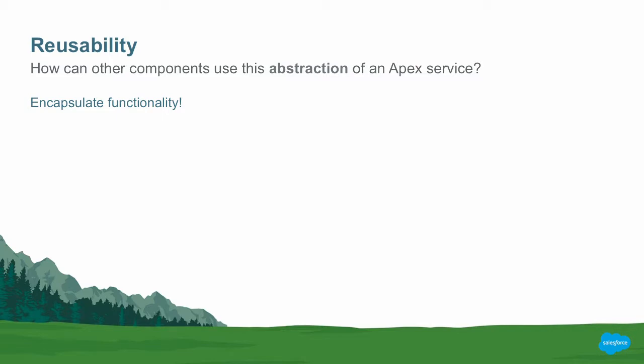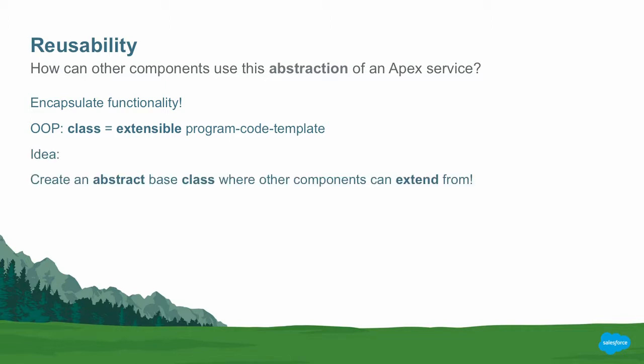Encapsulate functionality. This is one of the principles. Always encapsulate things into parts. So I know that from the object-oriented programming languages, when you're talking about classes, when you go to Wikipedia, a class is an extensible program code template. Okay, that was actually the definition that came into my mind. So I had the idea of creating an abstract base class where the component can extend from.